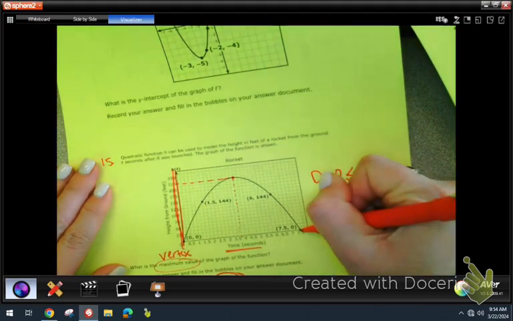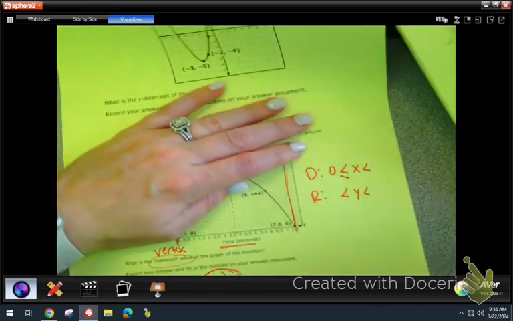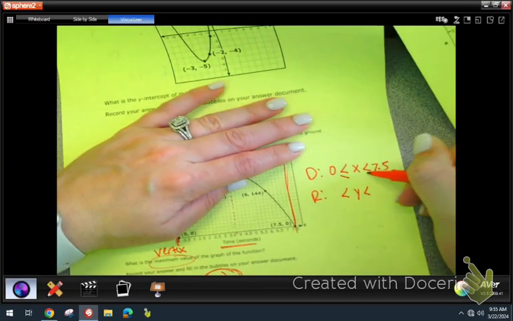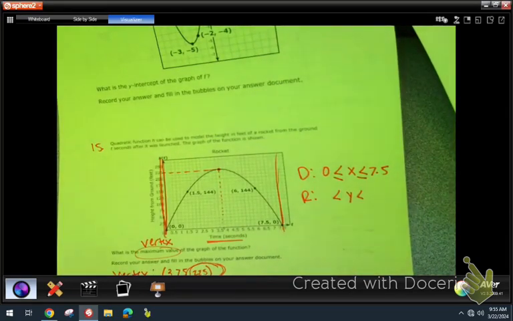What about my right boundary? 7.5. So I'll put a 7.5 right there with an equal to. Okay? So this would be an example where your domain's not going to be all real numbers. There's a story with it. You just grab your boundaries. It's pretty easy, left or right.